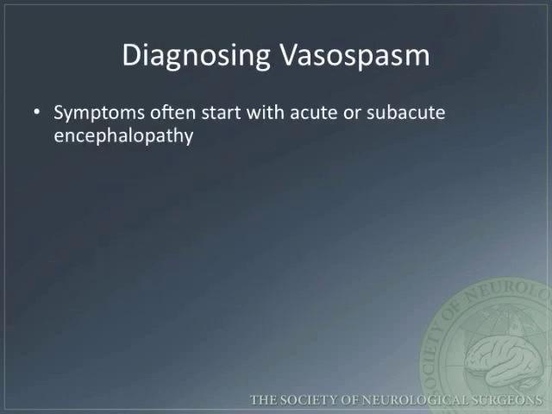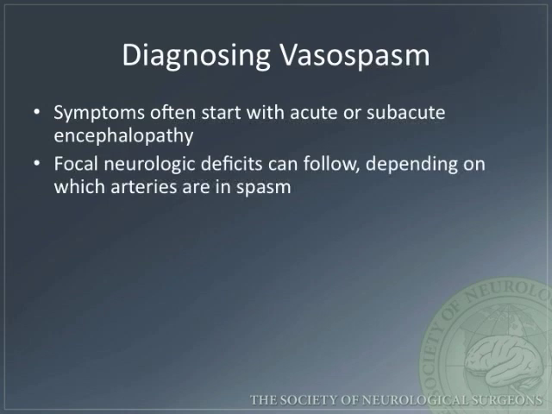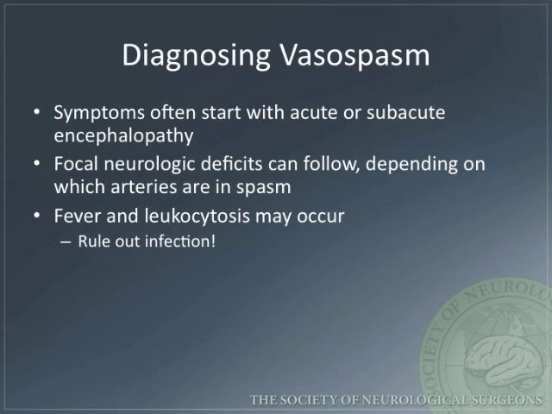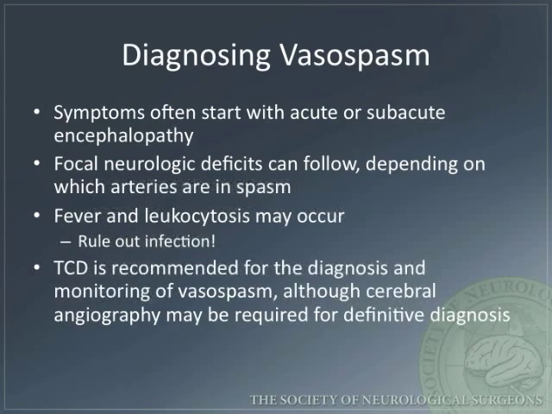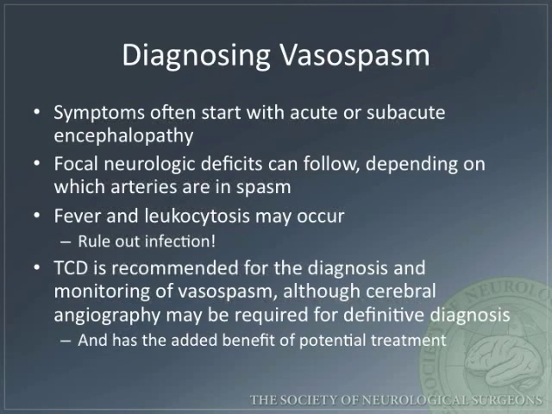Symptoms of vasospasm often start with acute or subacute encephalopathy. Focal neurologic deficits may follow, depending on which arteries are in spasm. Fever and leukocytosis may occur. You must rule out infection. Transcranial Dopplers are recommended for the diagnosis and monitoring of vasospasm, although cerebral angiography may be required for definitive diagnosis. Angiography also has the added benefit of potential treatment.